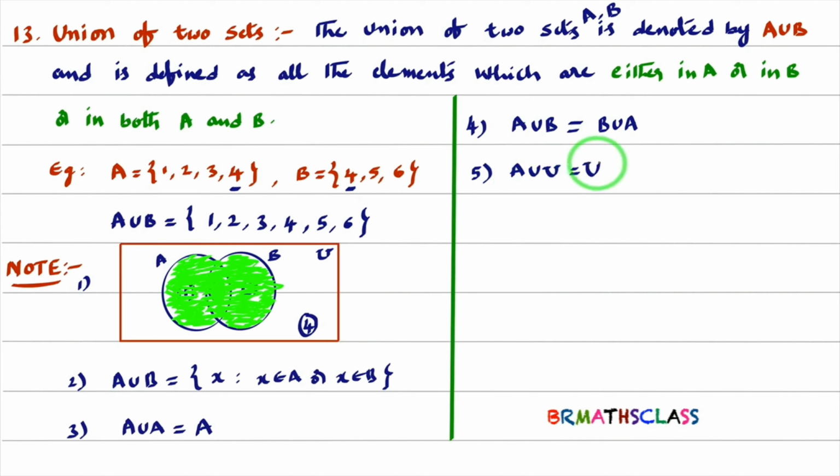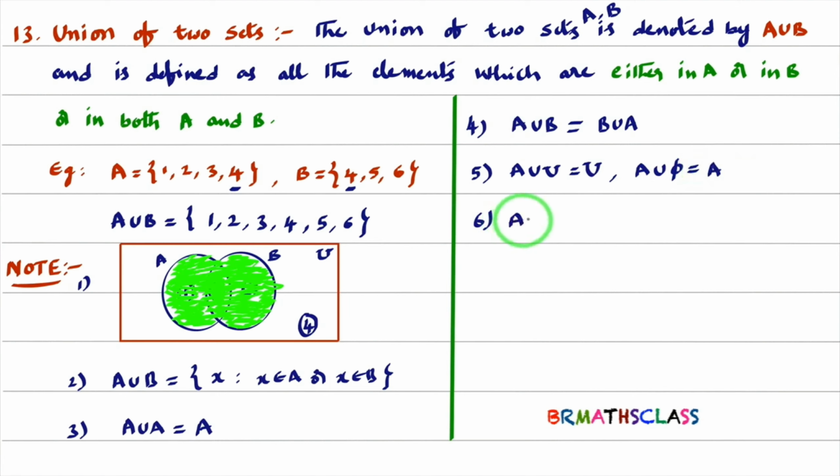A union universal set is universal set. A union null set: null set is empty set which consists no element. In these two sets, which set is the bigger set? A is the bigger set. So when we do the union, we will get bigger set. So A union empty set is A.